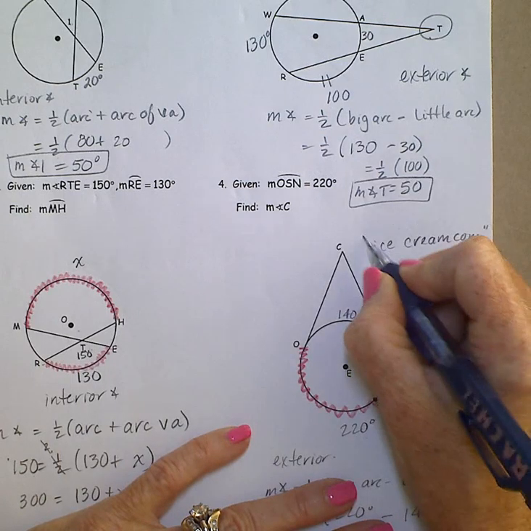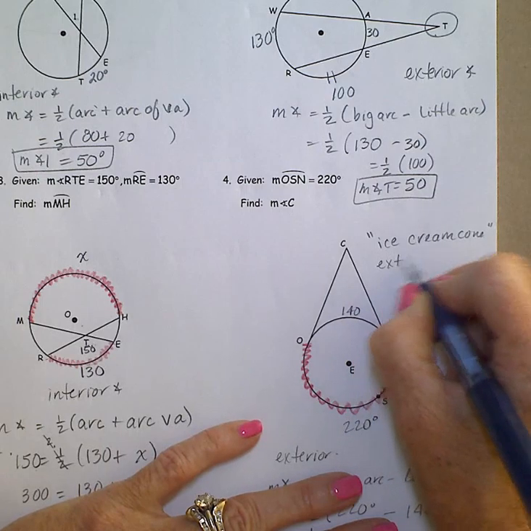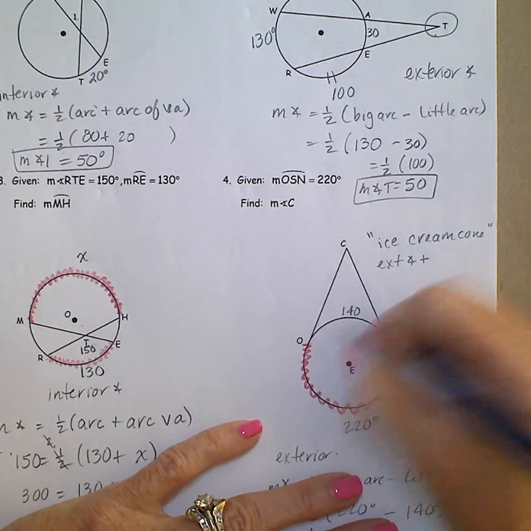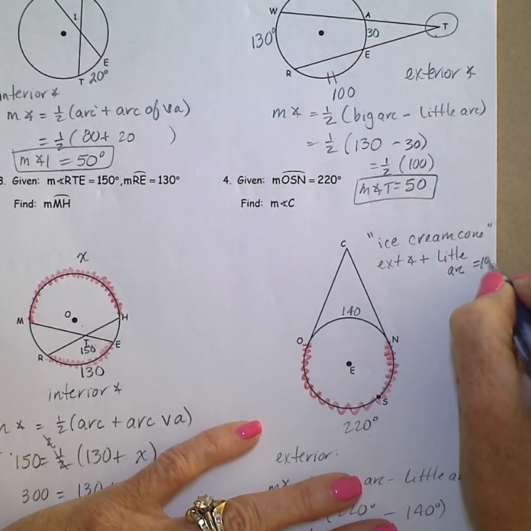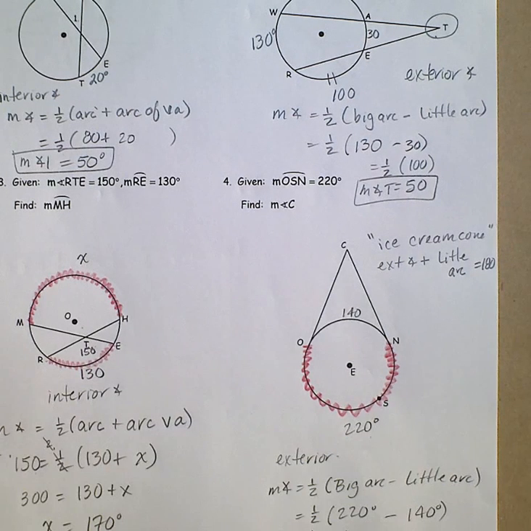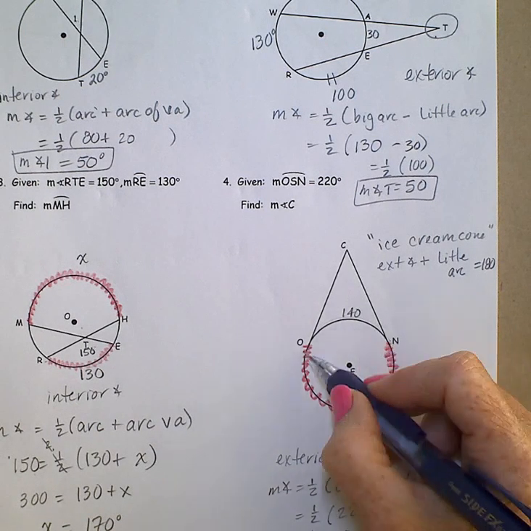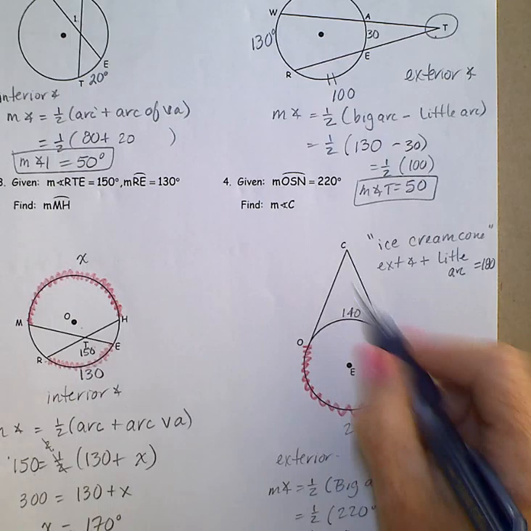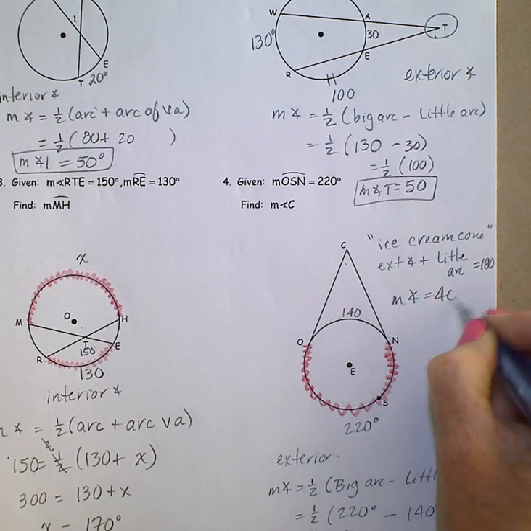It's an ice cream cone, and we know in an ice cream cone that the exterior angle plus the little arc equals 180. So if you find that this little arc is 140, then could you get angle C directly? Oh, what's the... it's 40.